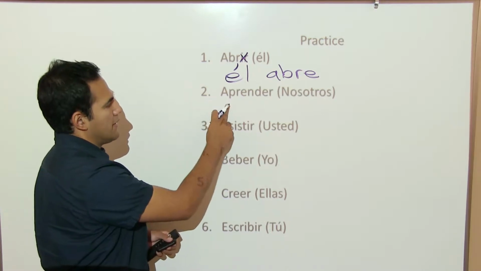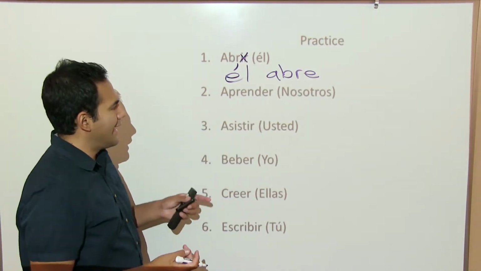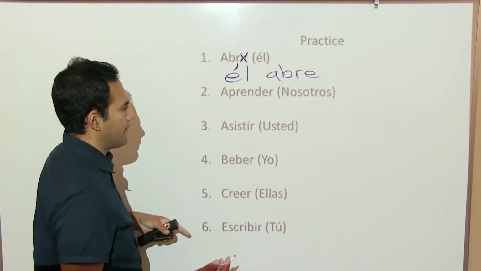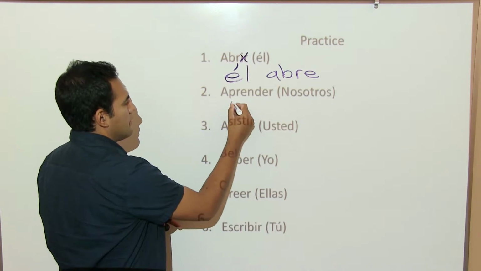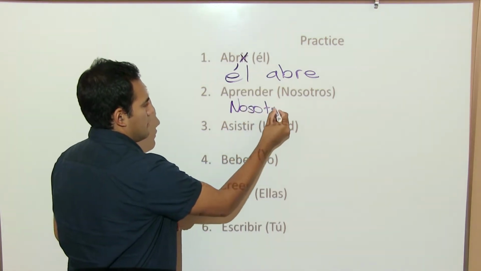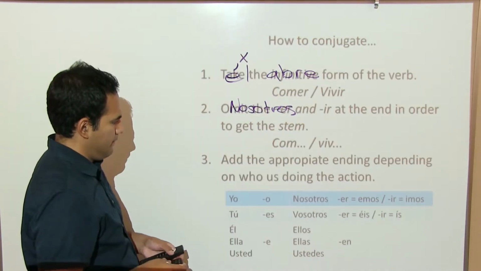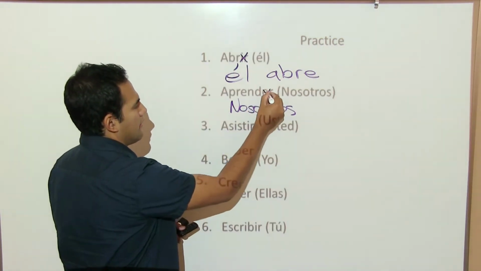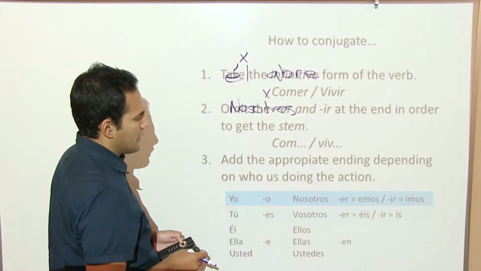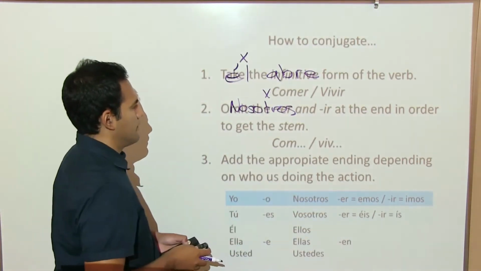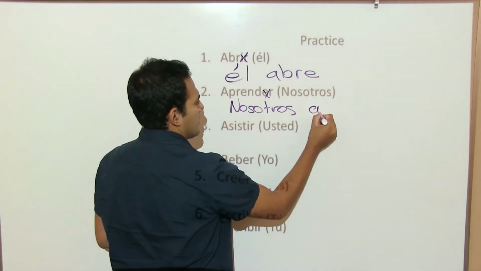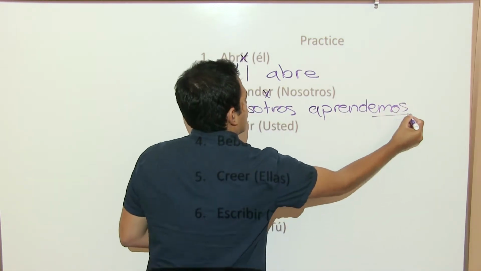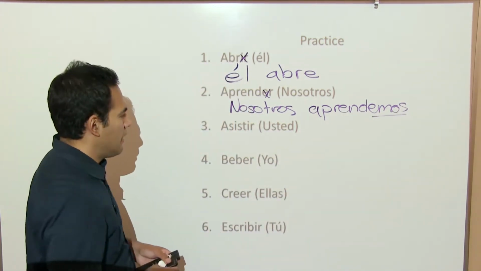Okay, so the second verb is aprender, which means to learn. And we're going to conjugate it to the first person plural, nosotros. Let's see, we can go back and see. Okay, so we have to make sure which one it is. So it's an ER verb. So the ending for that is emos. Okay, so nosotros aprendemos. Okay, perfect. Let's continue.